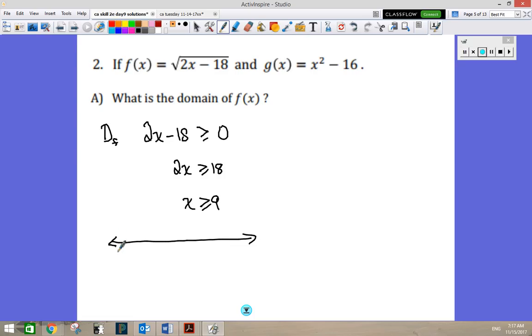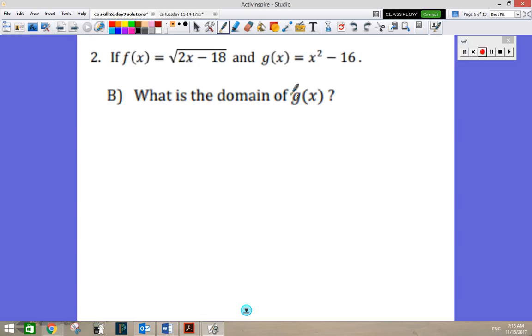As long as we're equal to 9 or larger, pick any number in that shaded region and input it into this function f, the output will be a number. So the domain of f written in interval notation, we need a bracket at 9 to include 9, and it needs to be larger. If it were smaller, like 2 times 8 is 16, but 16 minus 18 is a negative number. So you can see that's why we have to shade to the right.